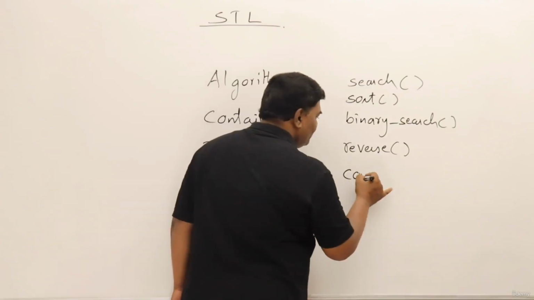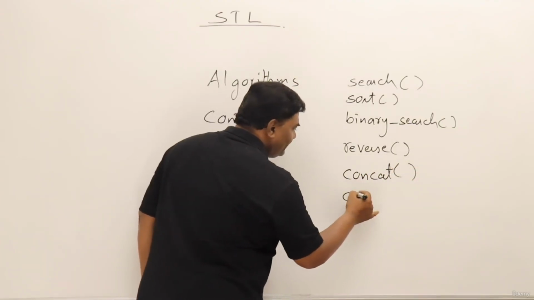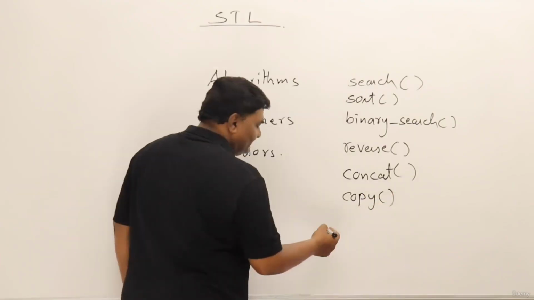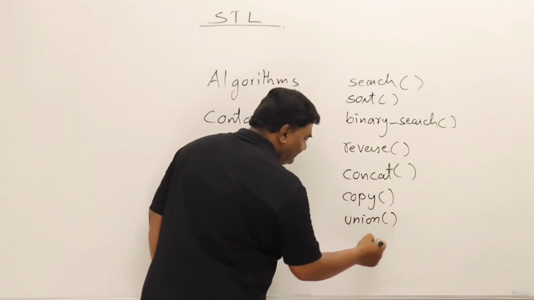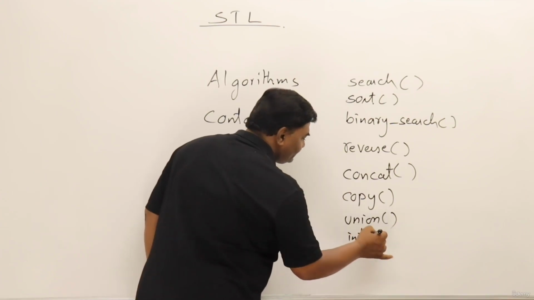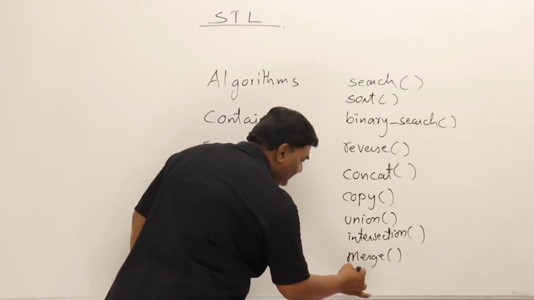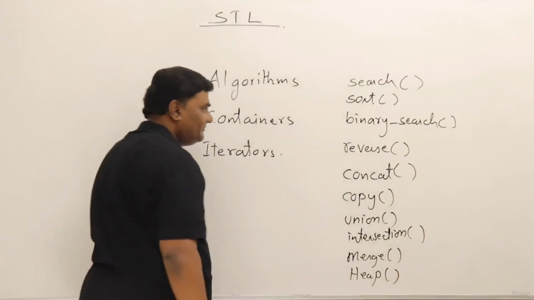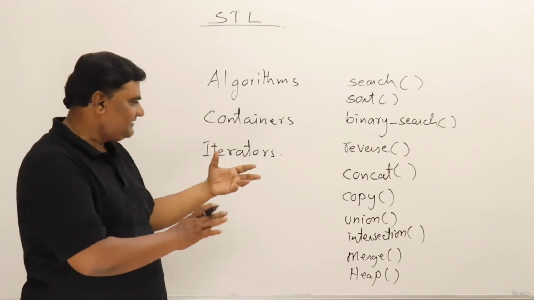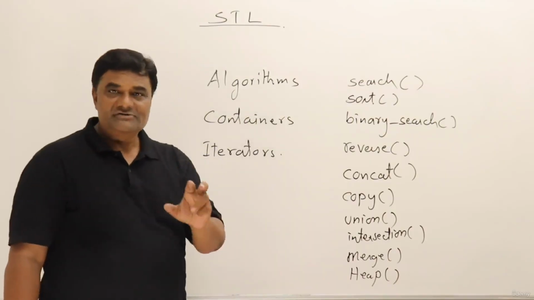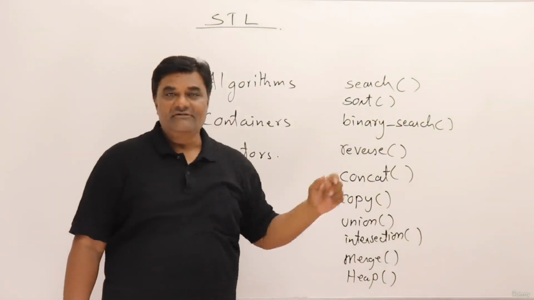And there are functions for concatenating two collections, and functions for copying one collection into another. And there is an algorithm for performing union operation and intersection operation on the collection, performing merge or creating heap. So like this, many types of functions are available. The exact names may differ a little, but whatever the purpose of the functions, I have written all of them here. So algorithms I have finished.